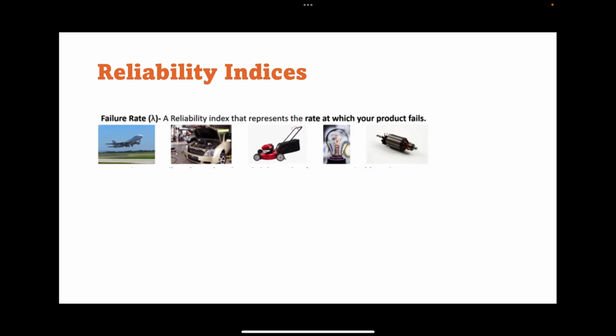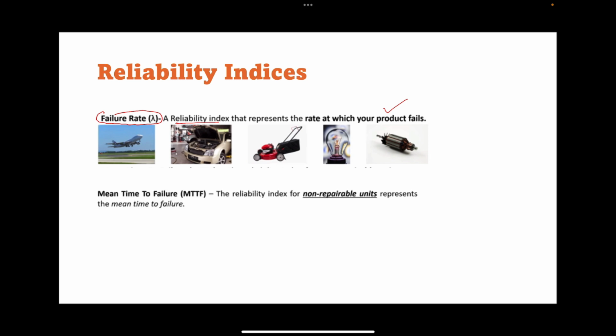The first reliability index we are going to use is failure rate. It is a reliability index that represents the rate at which your product fails. In the figure, different products are given, like car, aeroplane, lawnmower, bulb, motor, etc. We will see how to define failure rate.